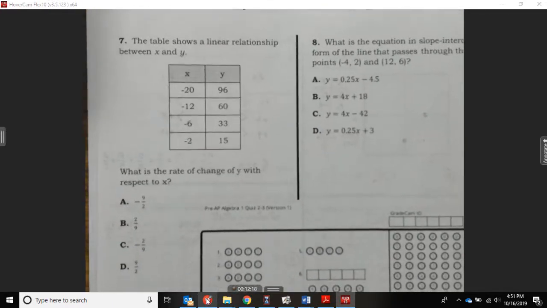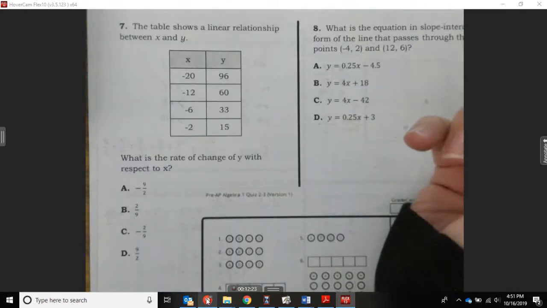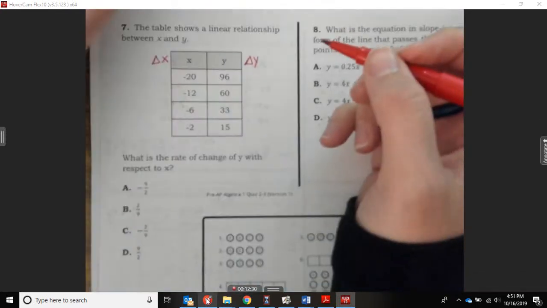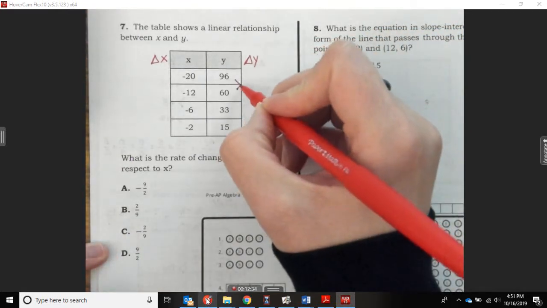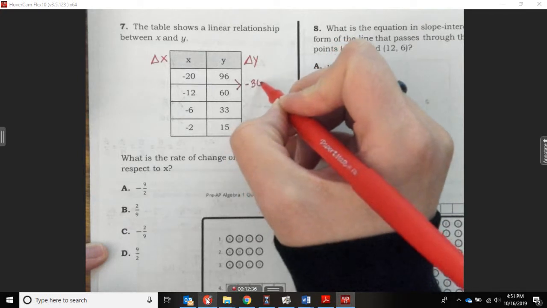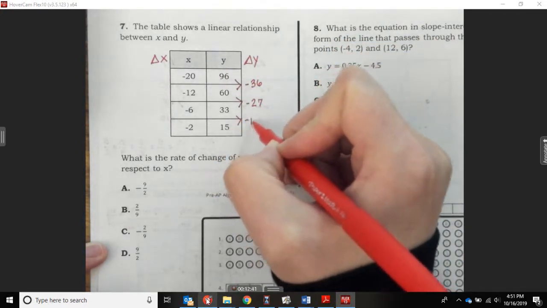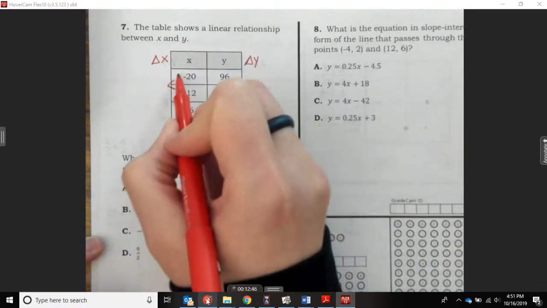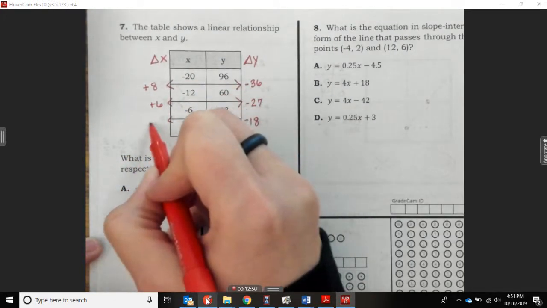Number 7. Again, this was a list and spreadsheet question. You just go type all of those numbers in. Or if you wanted to do it by hand, change in y over change in x. And you would figure out what's happening. So from here to here, I am minusing 36. And then I minus 27. And then I minus 18. And I've already figured these out by subtracting to see what was happening. Here I am adding 8, and then I'm adding 6, and then I'm adding 4.